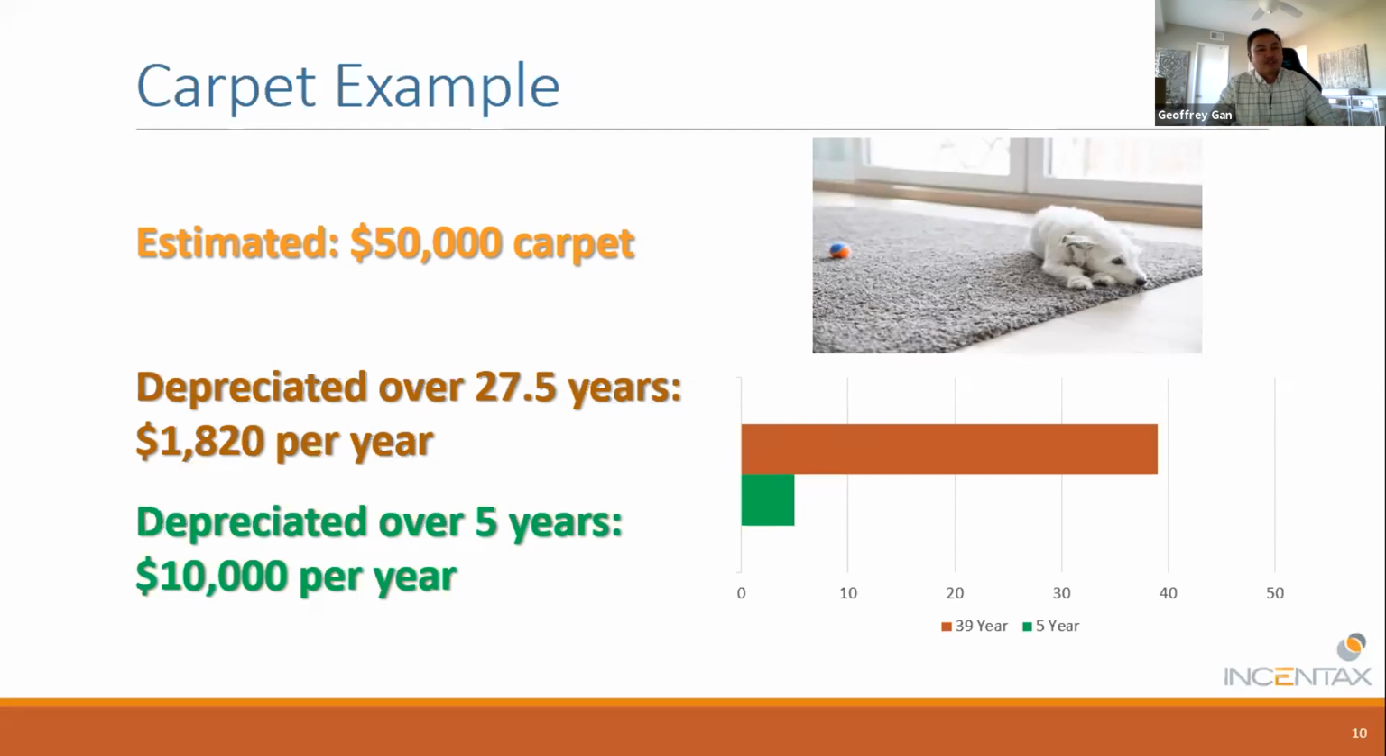However, now that we've assigned the proper, shortened 5-year tax life to that carpet, we're recovering that $50,000 over 5 years, which is a $10,000 deduction a year for 5 years. So that's how cost seg works. By compressing the time that you recover an asset's value, you get a larger deduction.